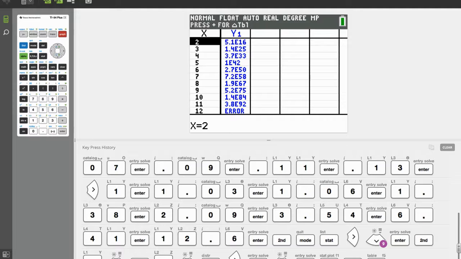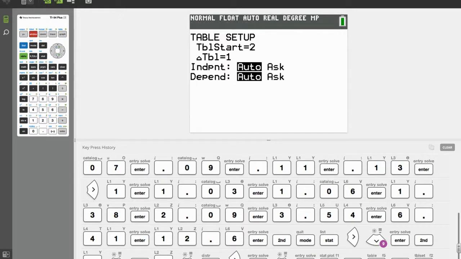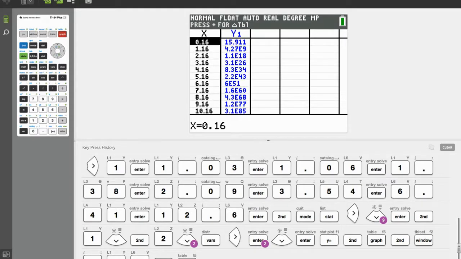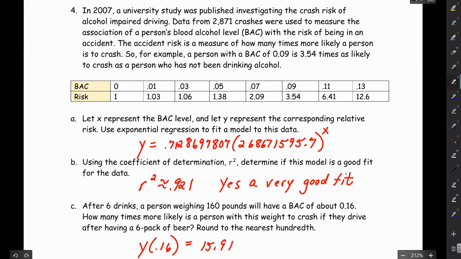Now, I have my table set up right now in increments of 1. That's not going to really help me because I have 0.16. So I'm going to go to table set, second window to table set, and I'm going to have the table just start at the value I want, 0.16. All right, and then I'll go back to my table, second graph, and it'll just show up, and it'll still do increments of 1. I could change that, but all I really care about is this value at 0.16. So 15.911 times more likely. It says round to the nearest hundredth, so 15.91 times more likely.